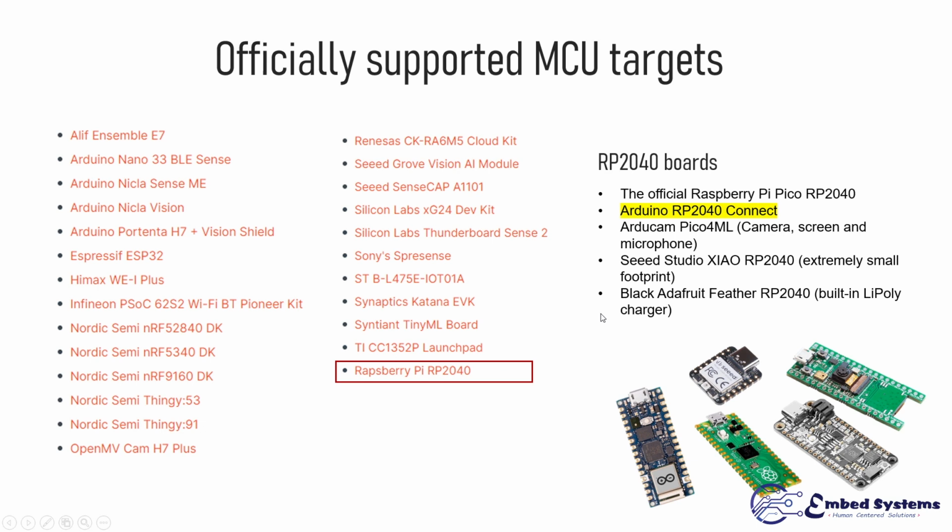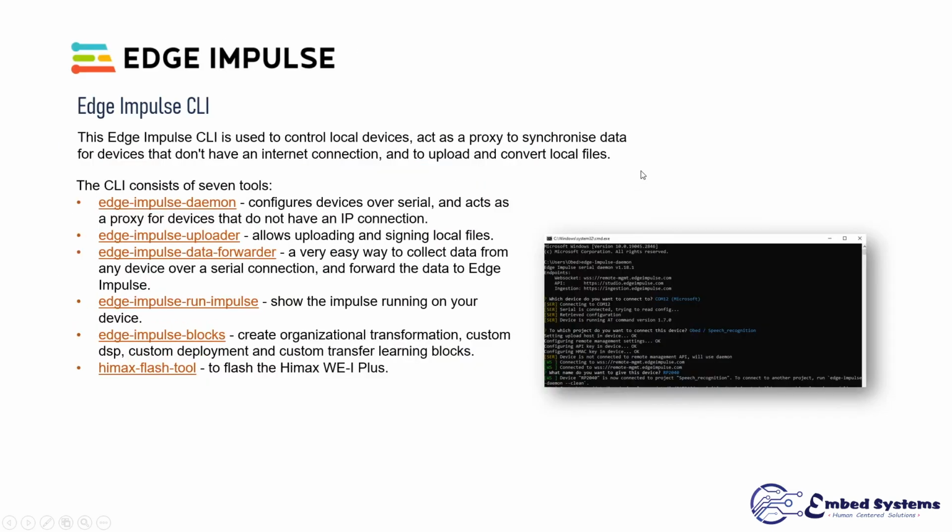Let's get into the setup of the environment. First, you need Edge Impulse installed on your PC. You need the Edge Impulse command line interface, the CLI. It's used to control the devices, and it acts as a proxy to synchronize data for devices that don't have an internet connection. So if you have an Arduino that has no Wi-Fi, you can connect it to the PC, and then it sends data to the online platform for Edge Impulse.